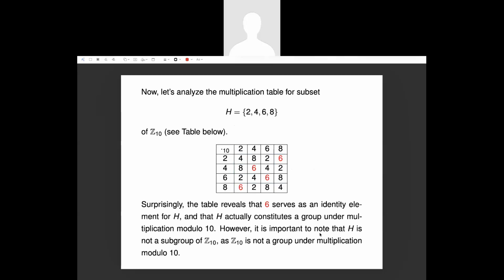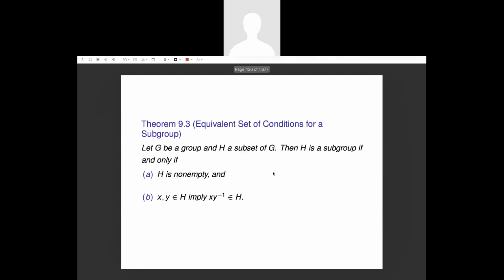However, it is important to note that H is not a subgroup of Z10, as Z10 is not a group under multiplication modulo 10. You can see here that 6 serves as the identity element of this set. So H is clearly a subset of Z10, but as Z10 is not a group, H is also not a subgroup of it.